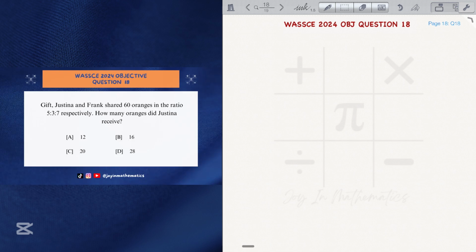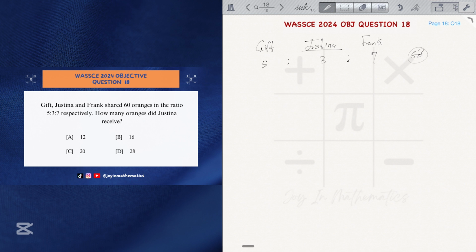Now, WAEC 2024 question 18. The question goes thus: Gift, Justina and Frank shared 60 oranges in the ratio of 5:3:7 respectively. How many oranges did Justina receive? This is a very simple question, so let's solve together. So we have Gift, we have Justina, and we also have Frank, all sharing 60 oranges in the ratio of 5:3:7. Now the question is, how many oranges did Justina receive?